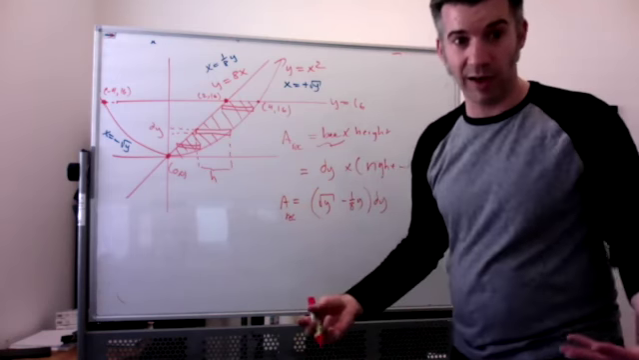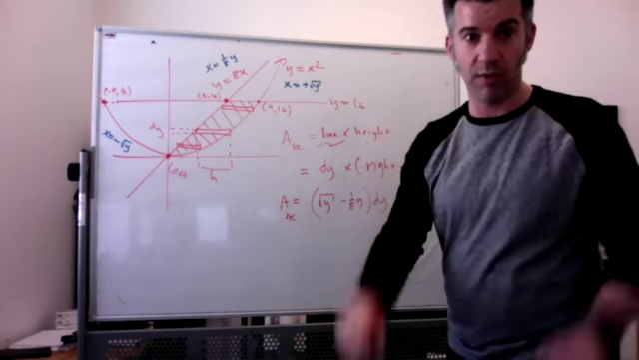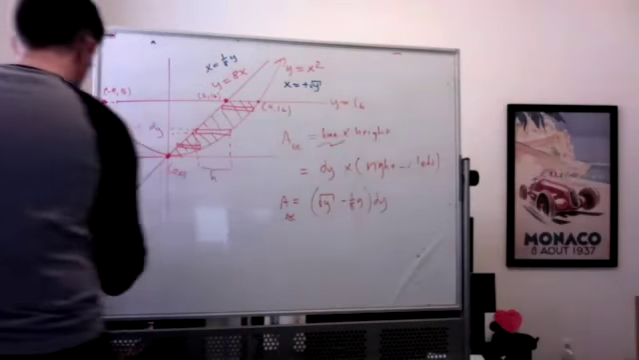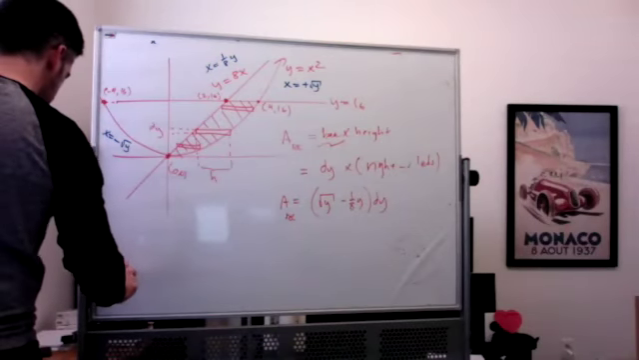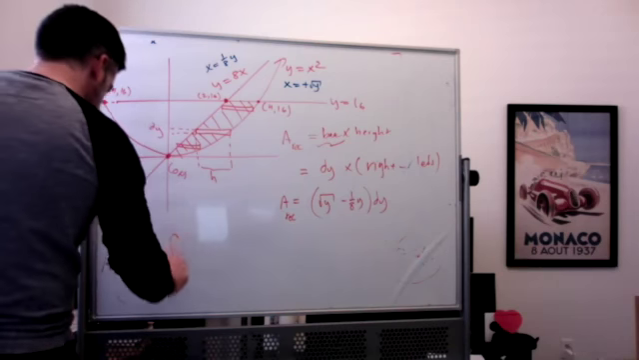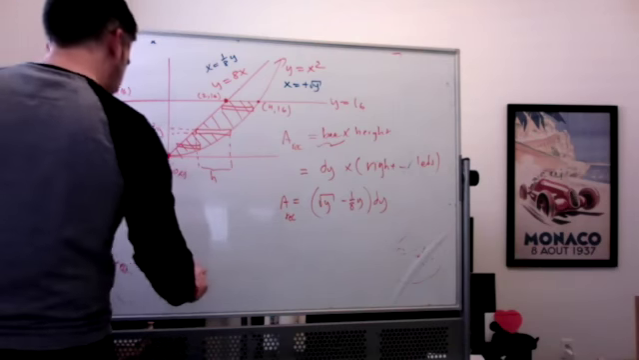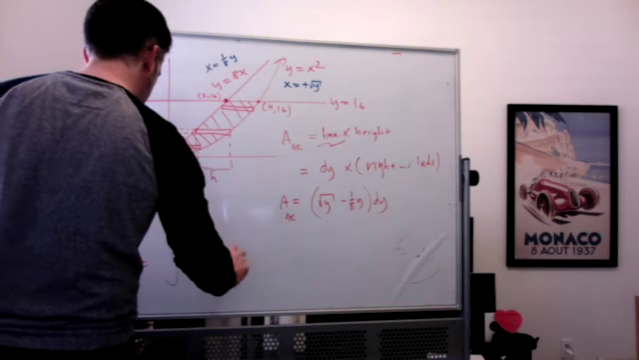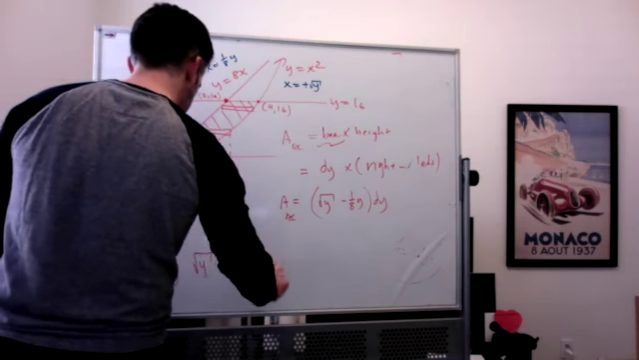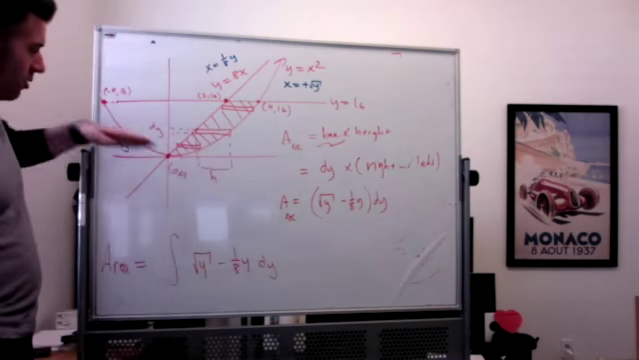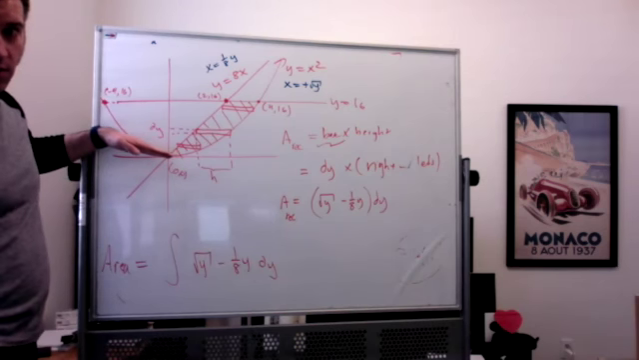And then the total area, we add up all the rectangles. So the total area is going to be the integral from, we'll fill that in a second, of square root y minus 1/8 y. How low do my rectangles go?